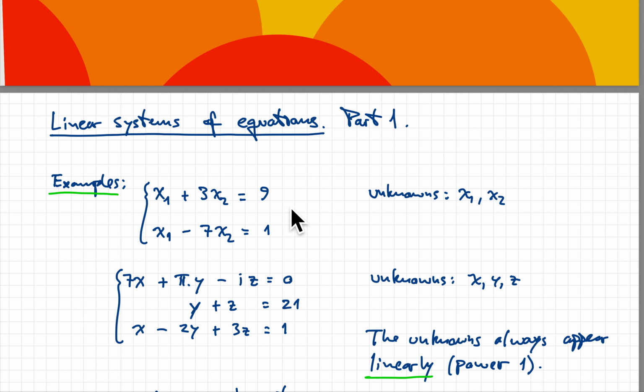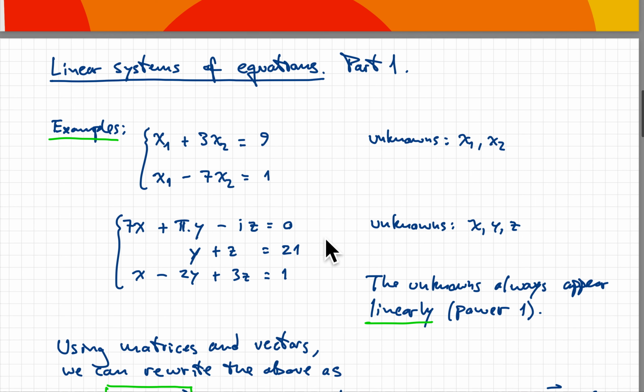So here you see a very simple system of linear equations. The first equation is simply x1 plus 3x2 equals 9, and the next one is x1 minus 7x2 equals 1. And here the unknowns are x1 and x2, and because they don't appear elevated to any power other than power 1, we say that these equations are linear.